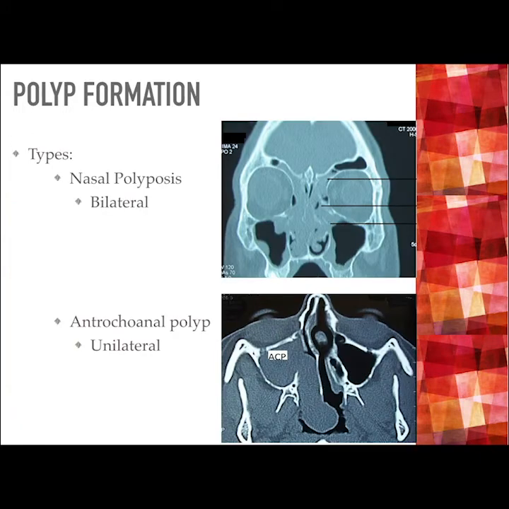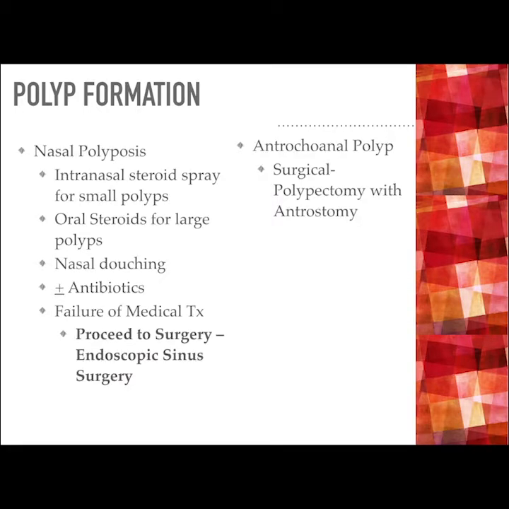There are usually two types of nasal polyps. It could either be a nasal polyposis, which is bilateral, and antrochoanal polyp occurring in one nasal cavity. The difference in the management of these nasal polyps are nasal polyposis can still be treated medically if the size is small, but antrochoanal polyps are treated surgically.